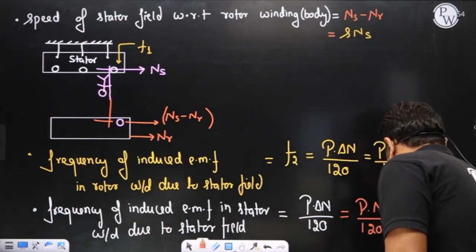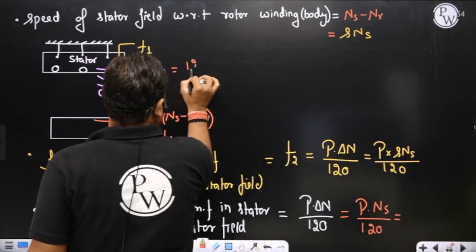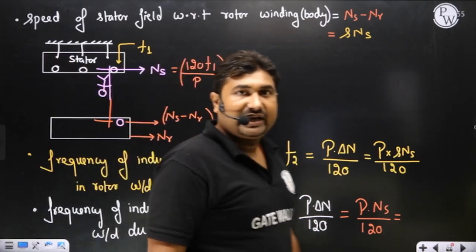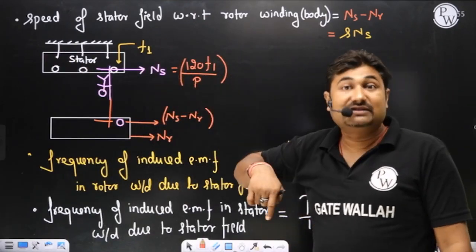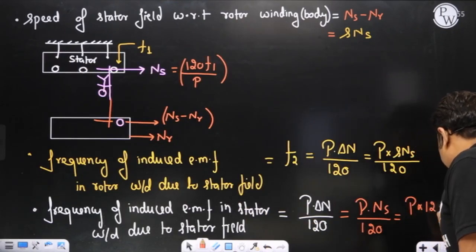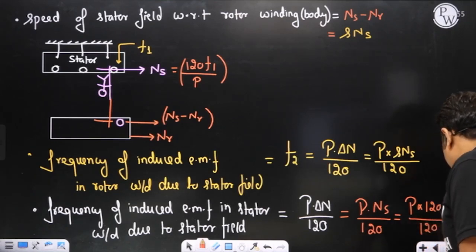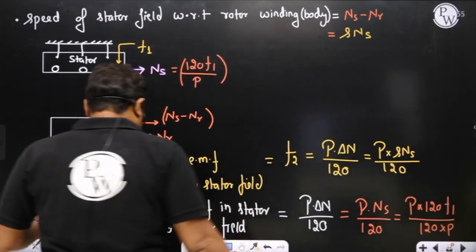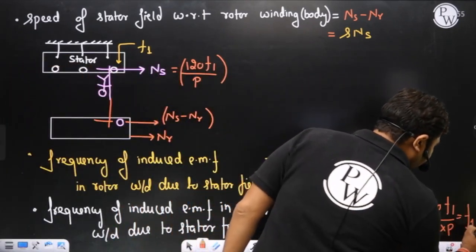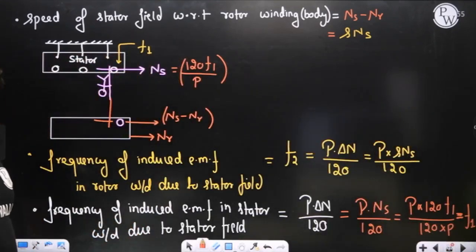What is NS? NS is 120 F1 by P, where F1 is the supply current frequency in the stator. So you can write P NS by 120 as F1. So it means the frequency of induced EMF in the stator is the same as the supply frequency F1.